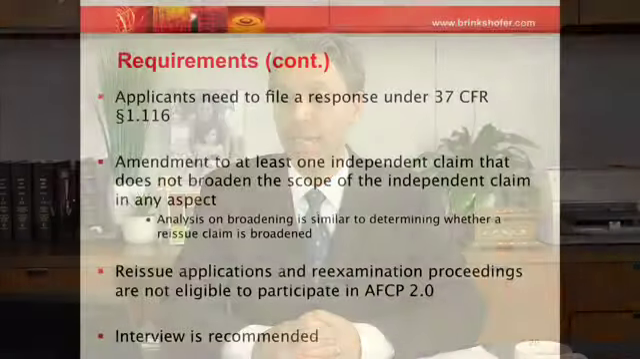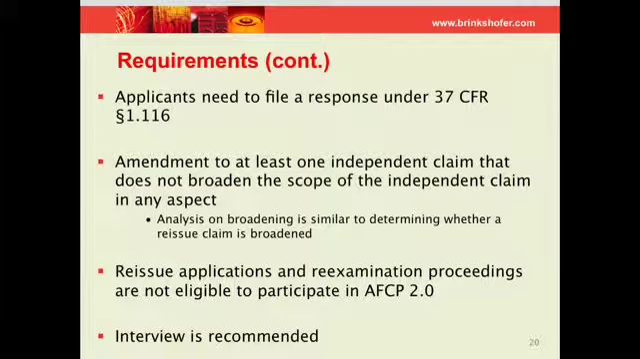Another point is that reissue applications and reexamination proceedings aren't eligible under this after final consideration pilot program. Finally, and this really goes without saying, is that an interview is recommended.